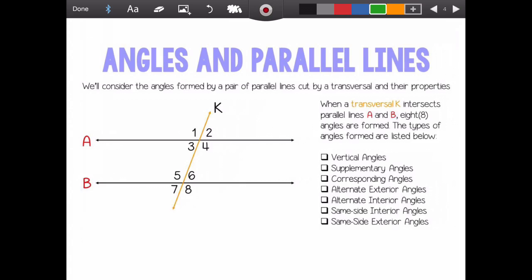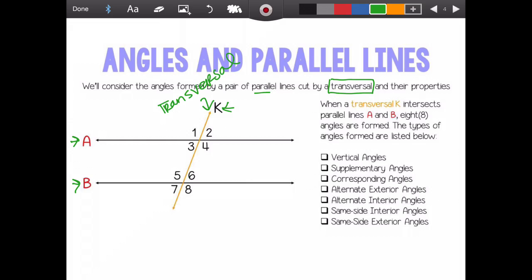Okay, first off, we have our set of parallel lines here. We have line A and we have line B. It is cut by the transversal, which again is just a line that cuts through. So K, this orange line here, is our transversal, meaning it's cutting through those parallel lines.